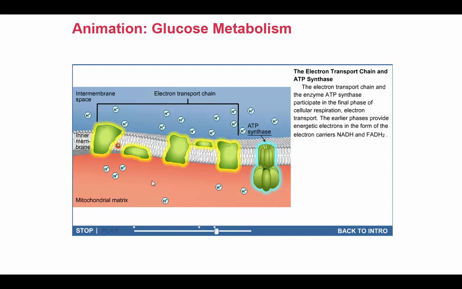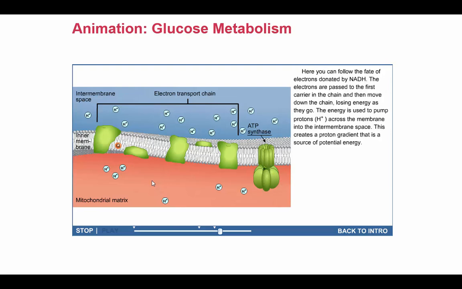The electron transport chain and the enzyme ATP synthase participate in the final phase of cellular respiration, electron transport. The earlier phases provide energetic electrons in the form of the electron carriers NADH and FADH2. Here, you can follow the fate of electrons donated by NADH. The electrons are passed to the first carrier in the chain and then move down the chain, losing energy as they go. The energy is used to pump protons across the membrane into the intermembrane space. This creates a proton gradient that is a source of potential energy.